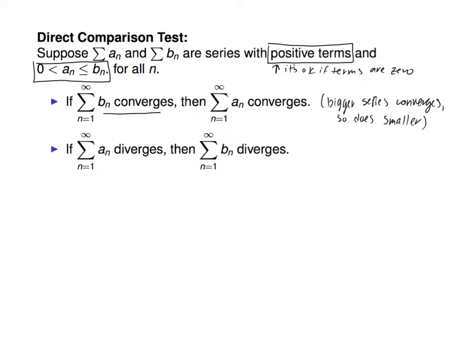If a sub n diverges, then b sub n diverges. So in this case, you see how the a sub n and b sub n flipped? That's because for this implication to happen, if the smaller one diverges, the one that's even bigger than it has to diverge too, right? Which makes sense. So if the smaller series diverges, so does the larger.